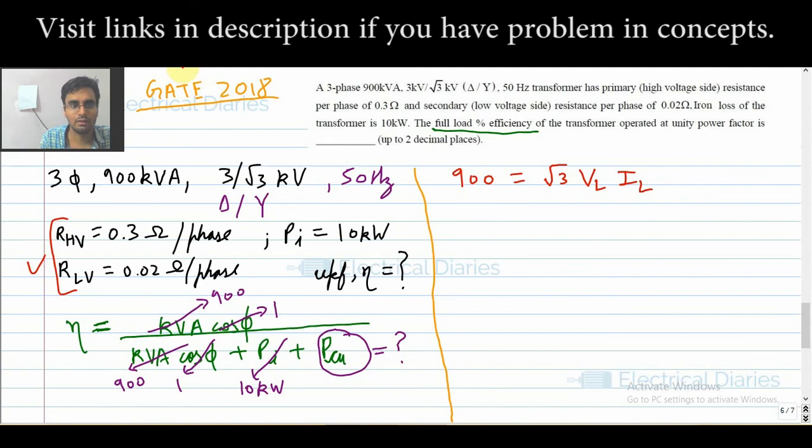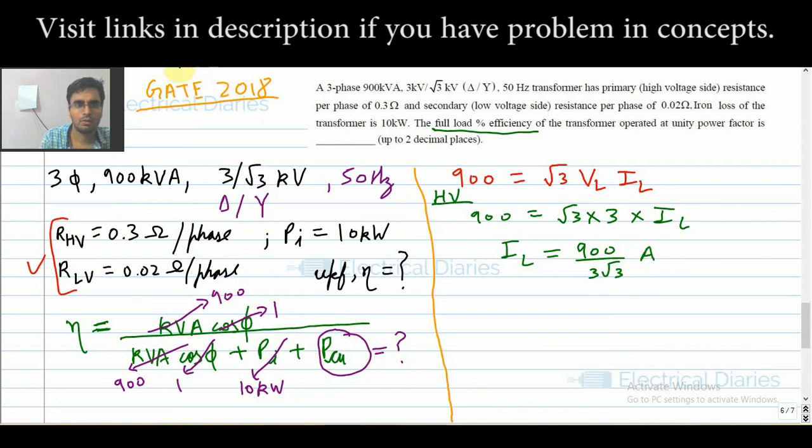Now let us first solve for the HV side. For the HV side, the 900 will be the same. Your HV side is delta connected, so VL and V phase will be the same, so it doesn't matter, into 3. Okay, your IL will come out in amps. So your IL will come out to be 900 by 3 root 3 amps.